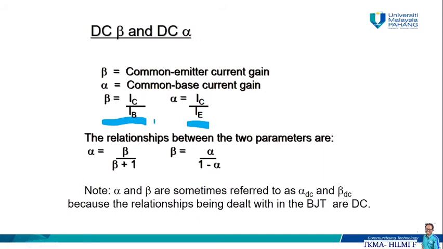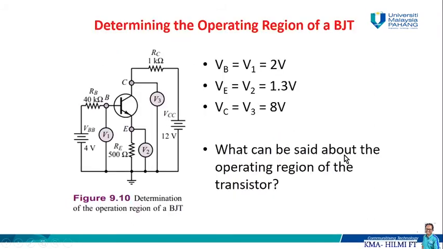So the relationship between the two parameters is that alpha is equal to beta over beta plus 1, and beta is equal to alpha over 1 minus alpha. Take note that alpha and beta are sometimes referred to as alpha DC and beta DC because the BJT is being dealt with in terms of direct current.